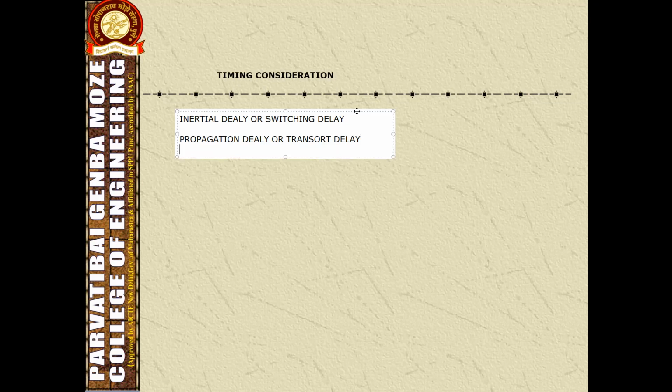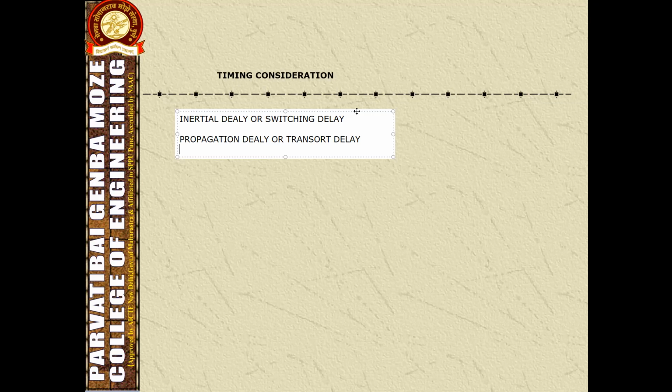The inertial delay or the switching delay is defined as the time interval between the input change and the output change. And propagation delay or transport delay is defined as the time interval between the generation of the signal at the output of the gate and the arrival of the signal at the input of the gate.